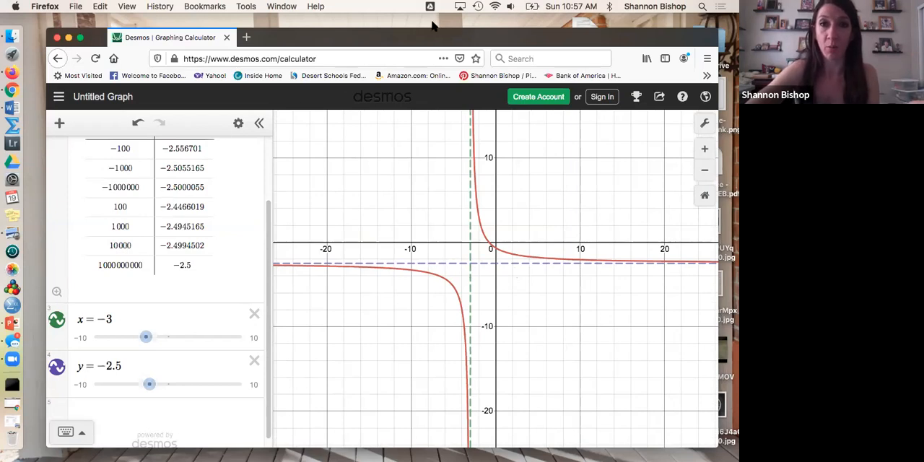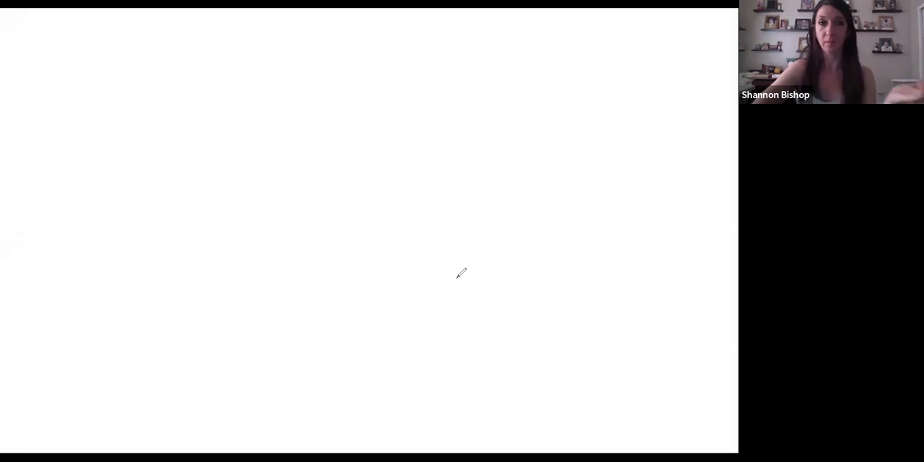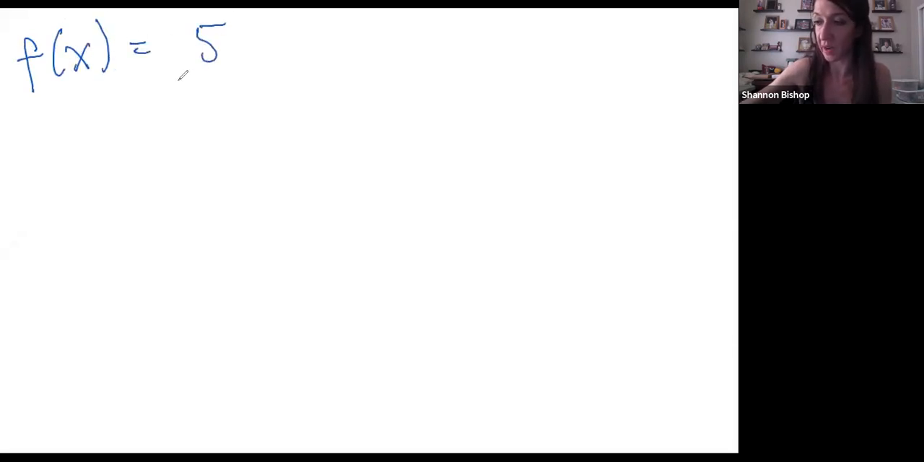Now, what we need to talk about next, though, is how are we going to identify horizontal asymptotes without necessarily having to go to Desmos and plug in gargantuan numbers? So I'm going to share my whiteboard with you this time. Okay, so the first function was what? Just 5 over x minus 2.